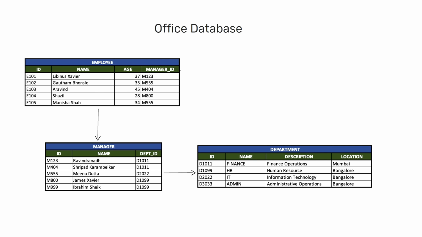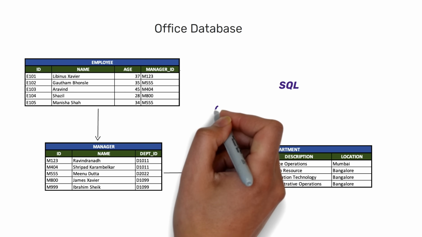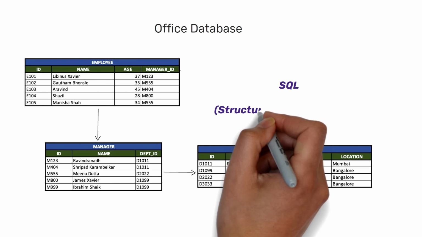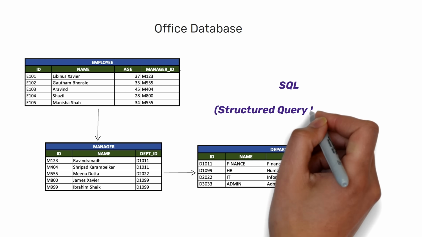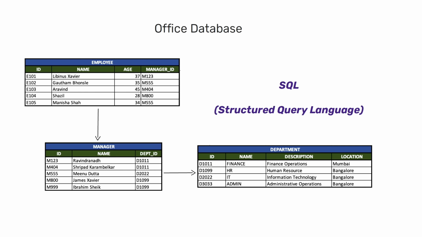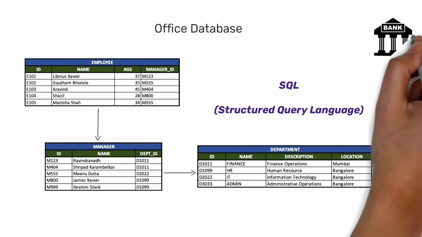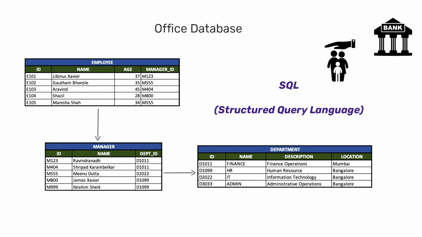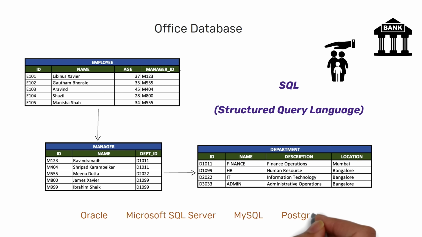In a relational database, using a DBMS, you can enter commands in a specific language to store, retrieve, and modify data. This specific language is SQL, or Structured Query Language. SQL is a programming language which follows a standard format for querying data across different relational databases. Most financial institutions such as banks or insurance companies use relational databases. Examples of relational databases are Oracle, MySQL, Microsoft SQL Server, PostgreSQL, etc.